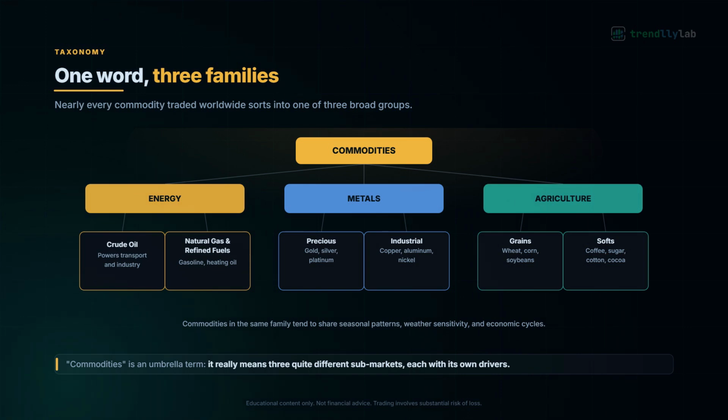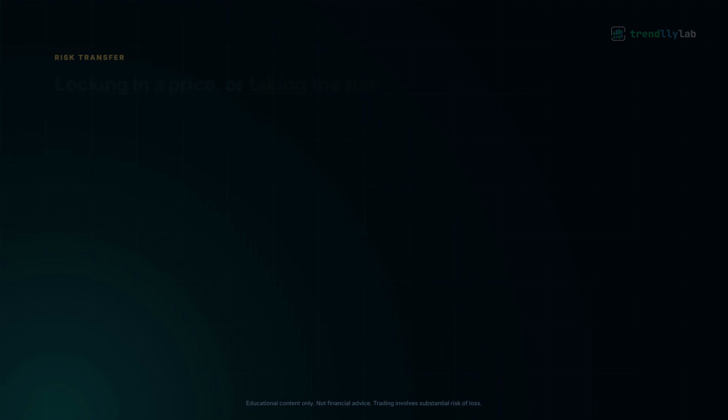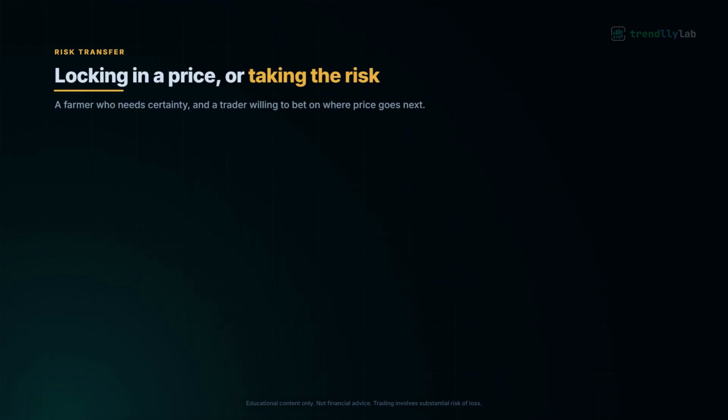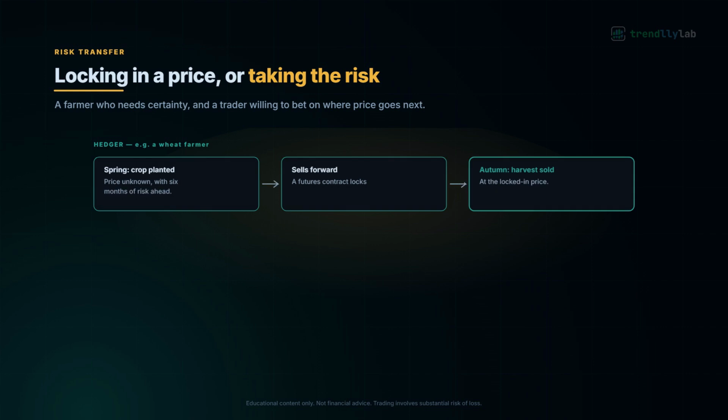So why does anyone trade them at all? A farmer who needs certainty, and a trader willing to bet on where price goes next, locking in a price or taking the risk. Start with the hedger, a wheat farmer. In spring, the crop is planted, with the price unknown and 6 months of risk ahead. So the farmer sells forward, and a futures contract locks in today's price now. Then in autumn, the harvest is sold at that locked-in price, with the risk removed.